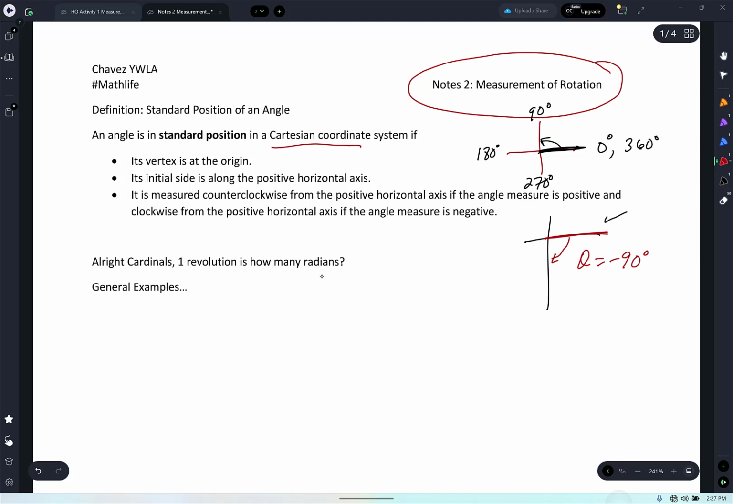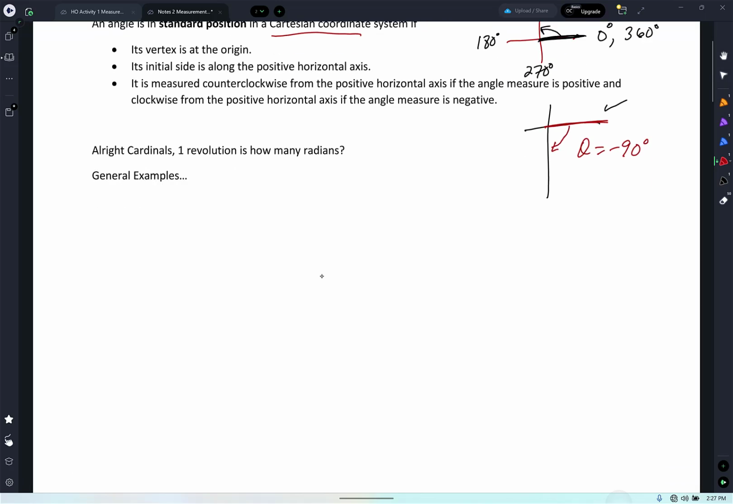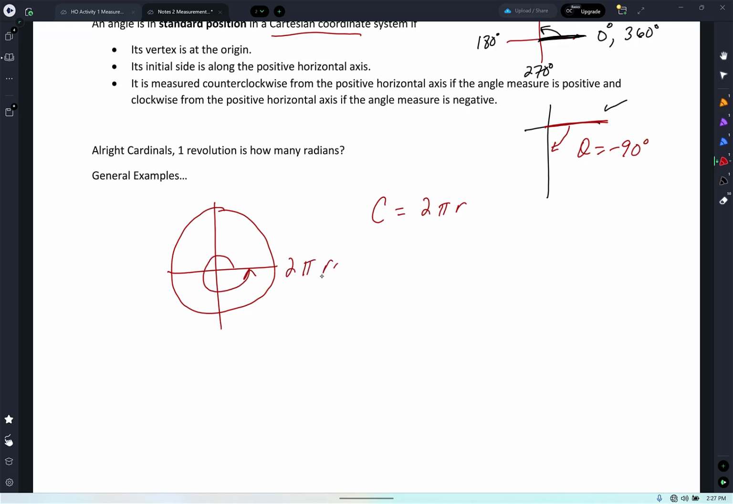Okay, so let's see. It says one revolution is how many radians? What is this radians? Okay, the radians comes from this. Circumference of a circle. Do you guys remember what circumference of a circle is from geometry? No? 2 pi r. So one revolution in radians is 2 pi radians. See? So that means 90 degrees is pi over 2 radians. 180 degrees is pi radians. 270 degrees is 3 pi over 2 radians. And then, of course, one revolution is 2 pi radians.